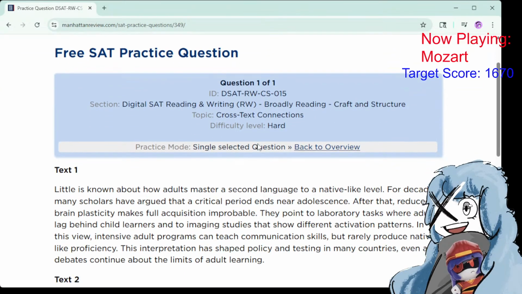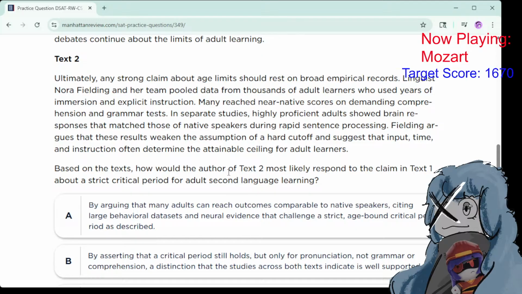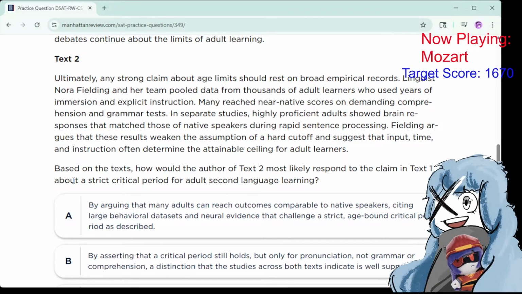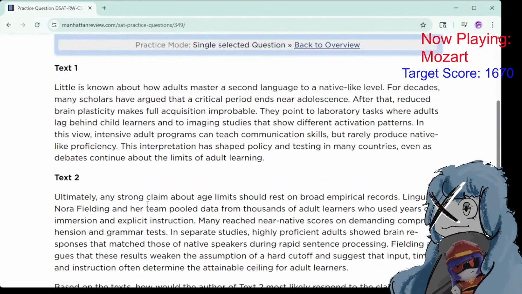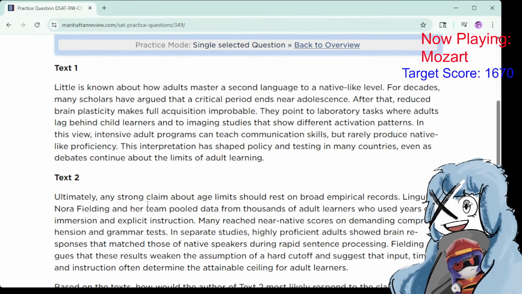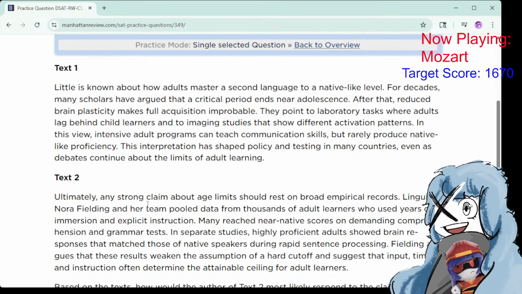Another hard one, cross-text connections. How would text 2 most likely respond to claims in text 1 about strict... Yeah, whatever. How would text 2 respond to text 1? That's all I need. Little is known about how adults master a second language to a native-like level. For decades, many scholars have argued that a critical period ends near adolescence. After that, reduced brain plasticity makes full acquisition improbable. So basically saying it's pretty much impossible as an adult to learn a second language. Well, it's more improbable. A keyword.